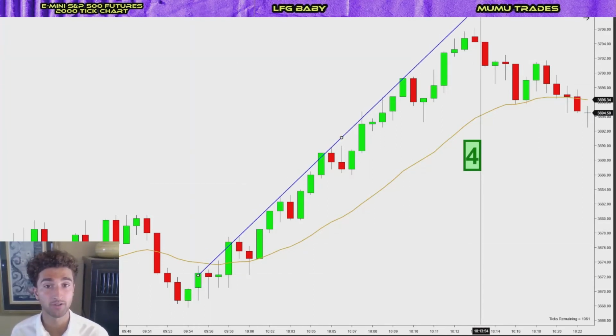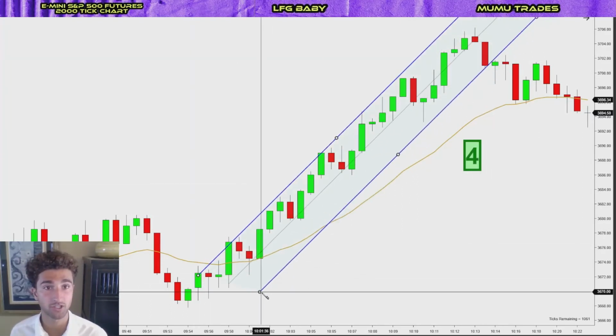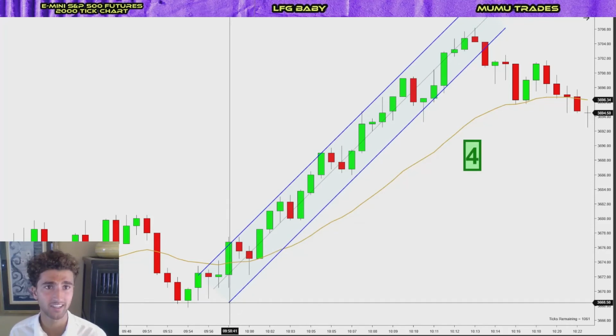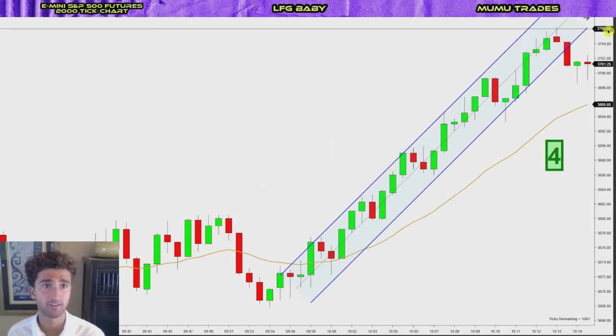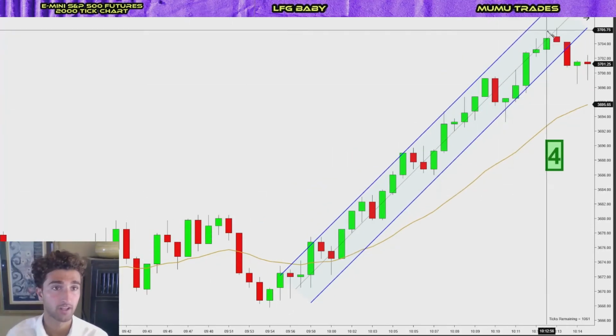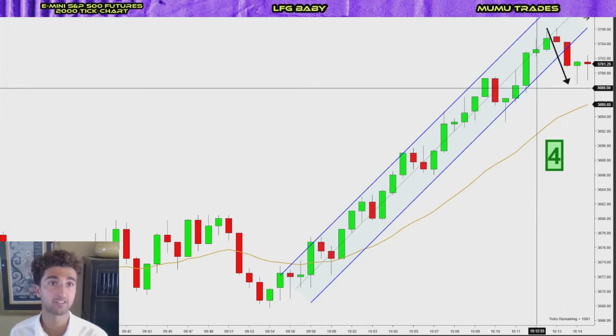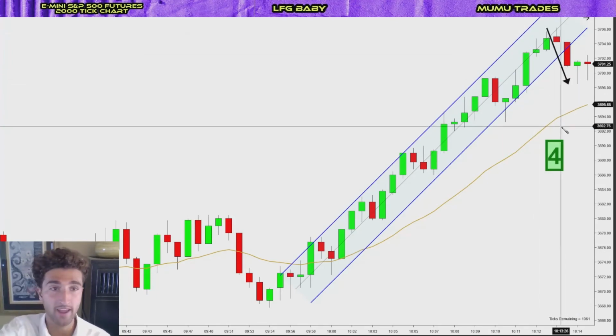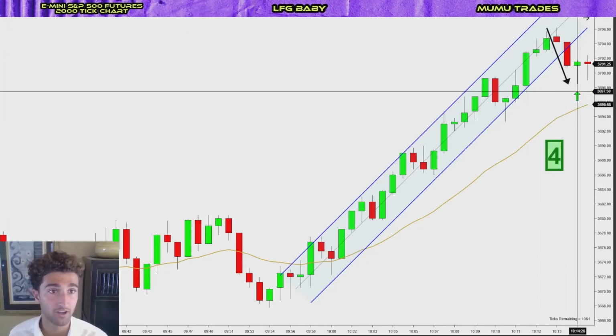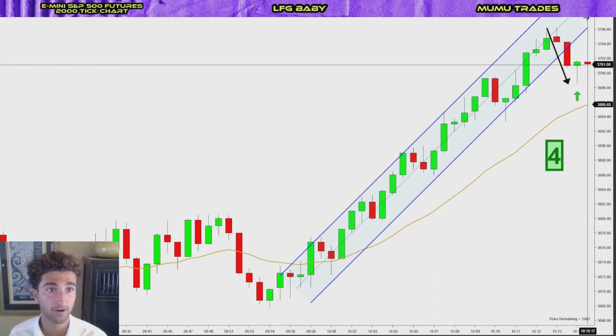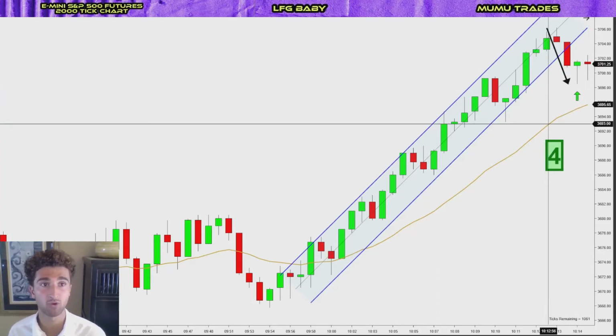But in this one, we see that this strong trend is still intact. We have our first break of it, our first pullback, followed by a first entry long, because that bar on the right side broke above the one with the green arrow.